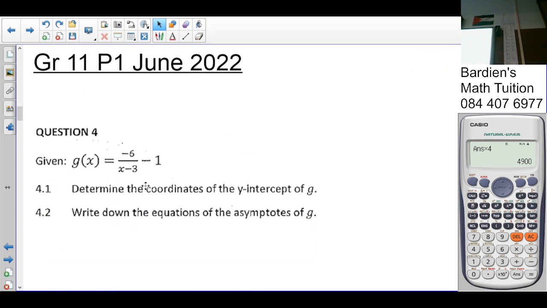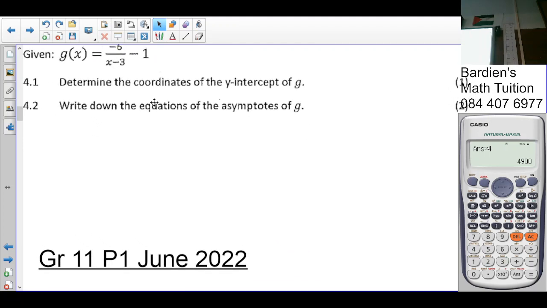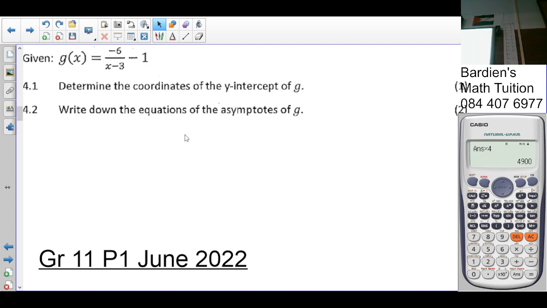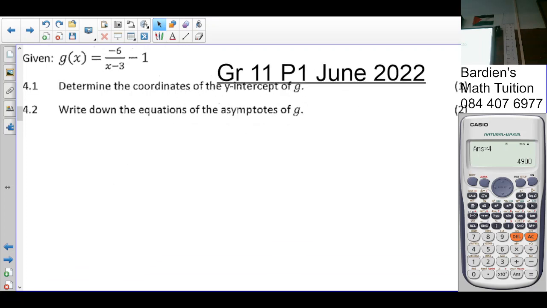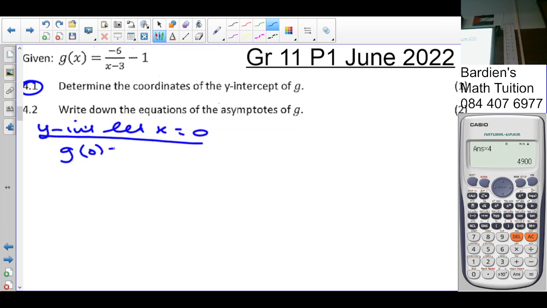Question 4. We are given that g of x equals negative 6 over x minus 3, minus 1. The question says determine the coordinates of the y-intercept of g. So how do you calculate the y-intercept? We let x equal 0. So g of 0 equals negative 6 over 0 minus 3, minus 1, which is 2 minus 1, which is 1. The coordinates, therefore, are (0; 1).